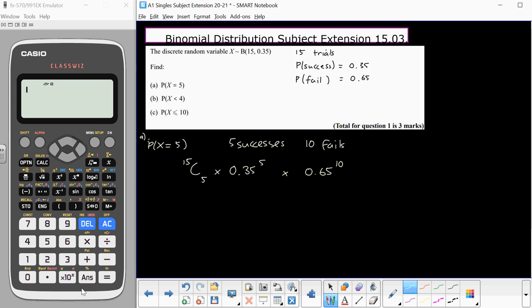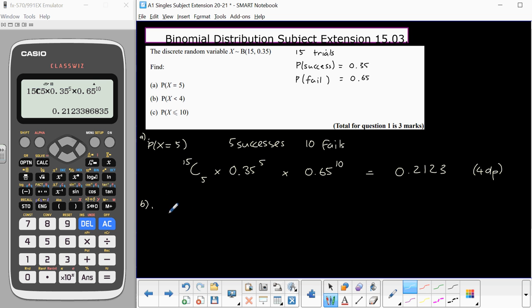So what we've got to do now is use the calculator. We'll go 15, shift, divide, C 5, multiplied by 0.35 to the power of 5, multiplied by 0.65 to the power of 10. Let that go, and we get 0.2123, 4 decimal places, which is what I always leave my probabilities to. We're done.